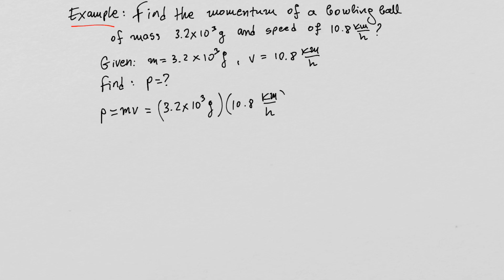kilometers per hour. So I noticed that the units here are different than the units for momentum. So the units for momentum are supposed to be kilograms meters per second. And so that means that since I have grams and kilometers per hour, if I do the calculation now, that's going to produce an answer with units of grams times kilometers per hour. And so therefore this answer will be wrong.